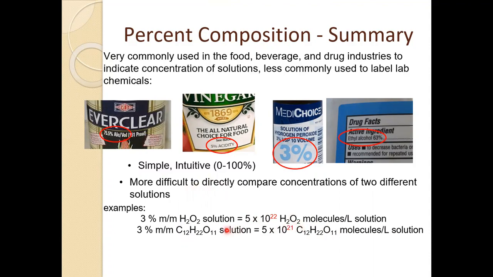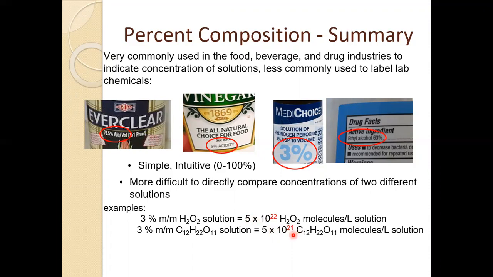Whereas a 3% table sugar solution, a sucrose solution, notice the same percent, mass over mass, 3%, would only have about 5 times 10 to the 21 sugar molecules per liter of solution. So even though they're labeled with the same percent mass over mass, we expect the actual chemistry to be different, not only because of different substances, but also because we have about 10 times more hydrogen peroxide molecules in this solution as we do in this solution.